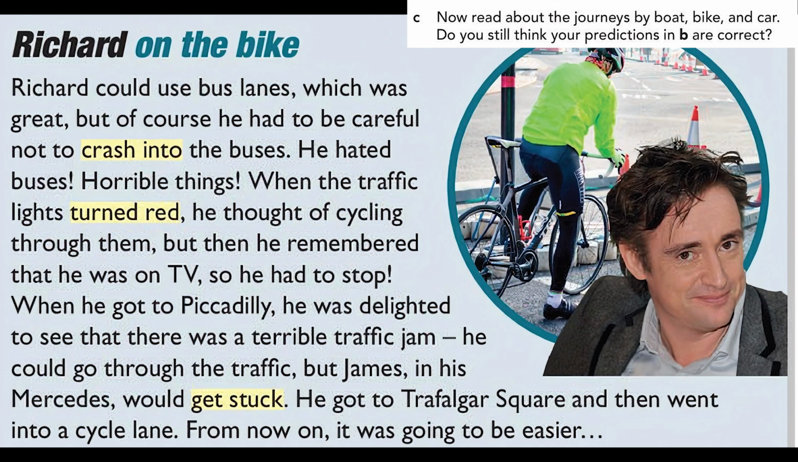Richard on the bike. Richard could use bus lanes, which was great, but of course he had to be careful not to crash into the buses. He hated buses, horrible things. When the traffic lights turned red, he thought of cycling through them, but then he remembered that he was on TV, so he had to stop. When he got to Piccadilly, he was delighted to see that there was a terrible traffic jam. He could go through the traffic, but James in his Mercedes would get stuck. He got to Trafalgar Square and then went into a cycle lane. From now on, it was going to be easier.